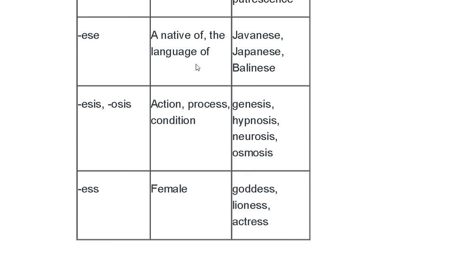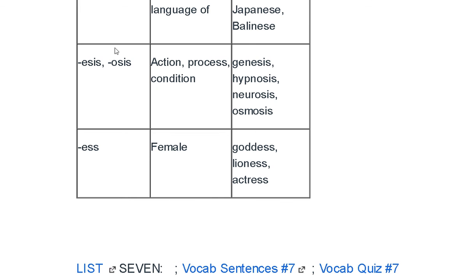Ese is a native of, language of. Japanese, native of Japan. I don't think you would say Pennsylvaniese, you would say Pennsylvanian. But other, Balinese, speaking Bali or coming from Bali. Esis or osis, action, process, condition. Hypnosis, the process of being hypnotized. Neurosis, the process of being neurotic. These are just kind of like changing the tense. You just have to memorize it.